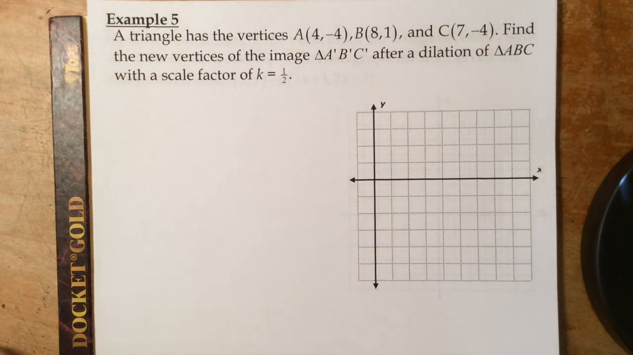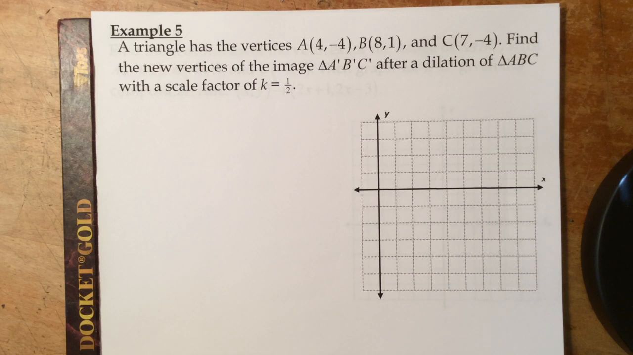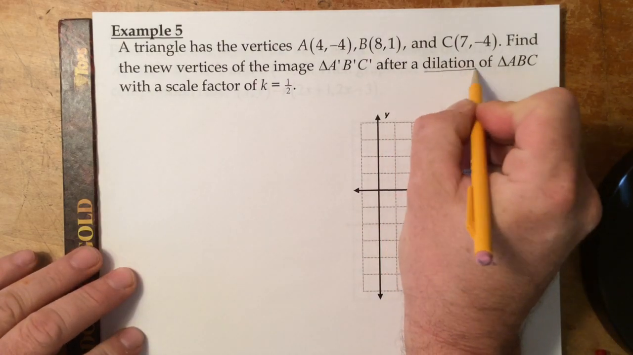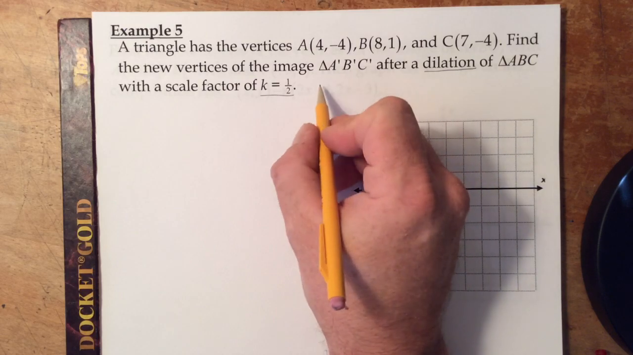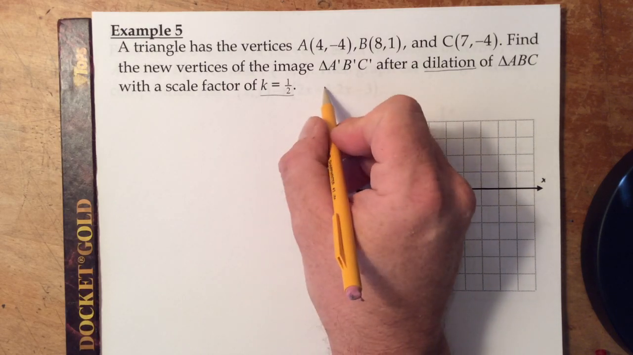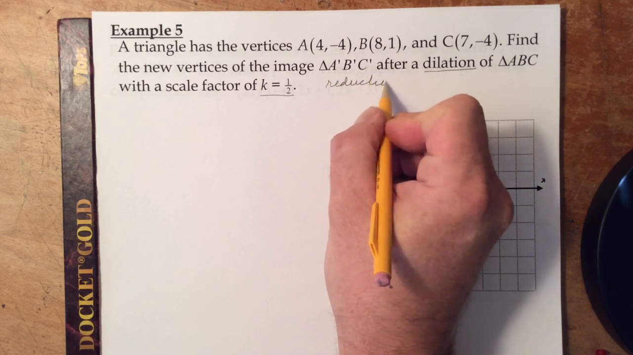Example 5. A triangle has vertices at A (4, -4), B (8, 1), and C (7, -4). Find the new vertices of the image triangle A prime, B prime, C prime after a dilation of triangle ABC with a scale factor of K equal 1/2. This time we have a dilation where K is 1/2, less than 1 and greater than 0. So because of that, we have a what? A reduction.